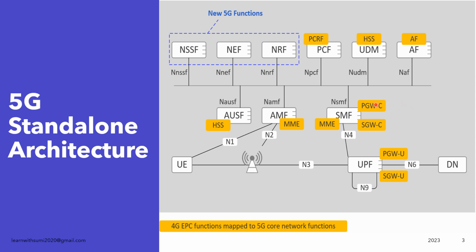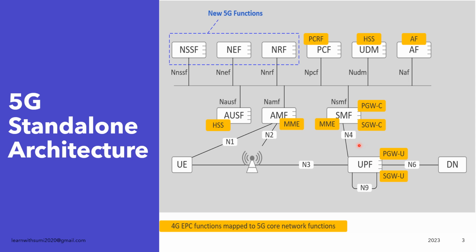Some of the key components I would like to tell you in this session are AMF, SMF, then user plane function, then we have network slice selection function, unified data management, application function. So all these are some of the key components. We also have network exposure function, network repository function, session management, authentication server function, data network.